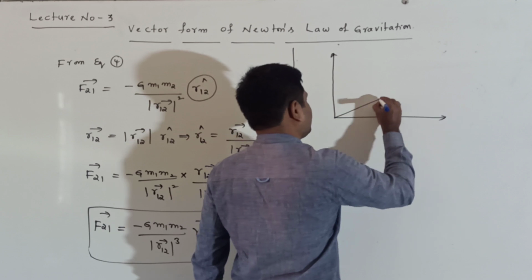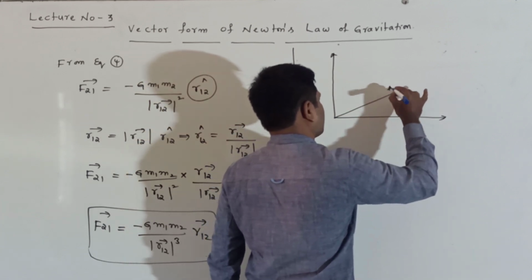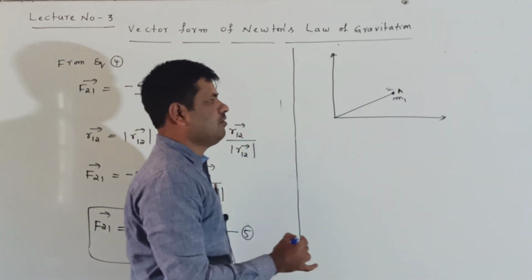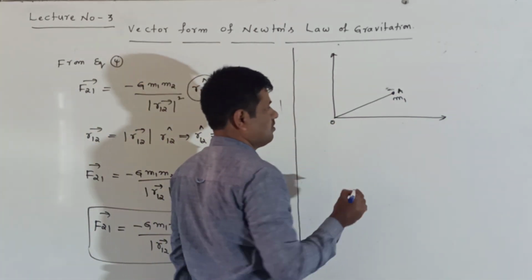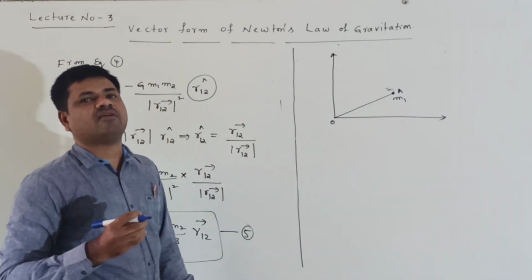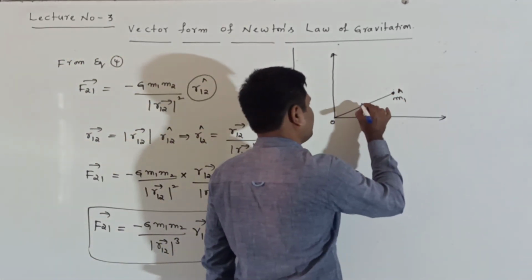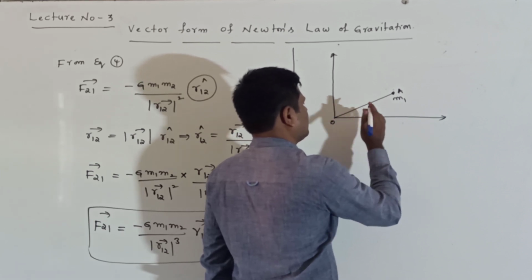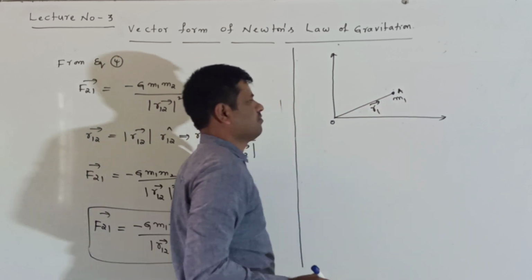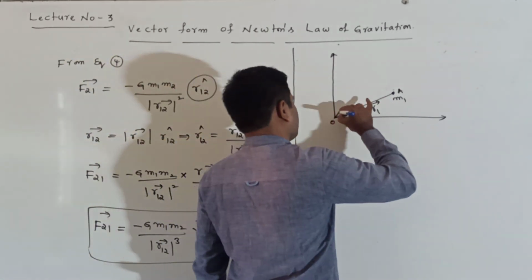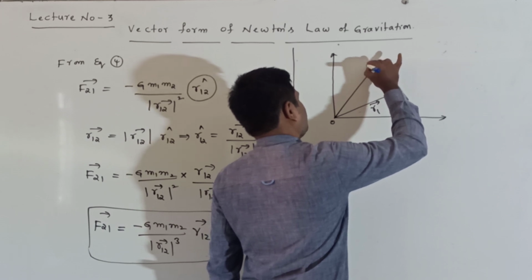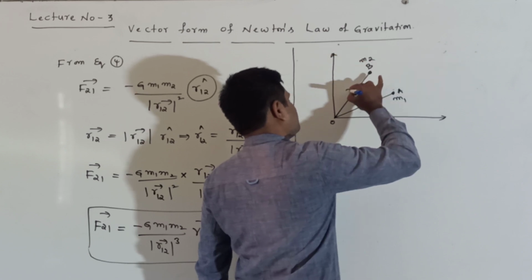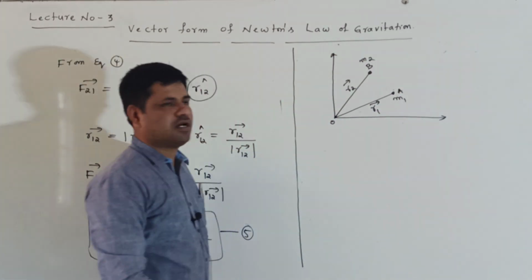Here this is a unit vector of the M1 mass. Here I have taken the position vector of the M1 mass, which I consider as R1 bar. Next, I consider the B body, which has the mass M2, as we already know, and its position vector I consider as R2 bar. These are the position vectors.